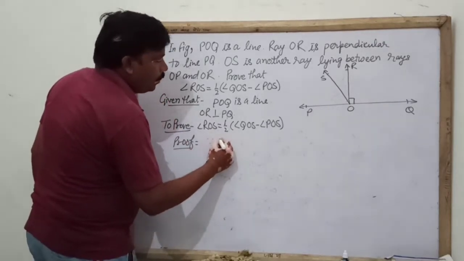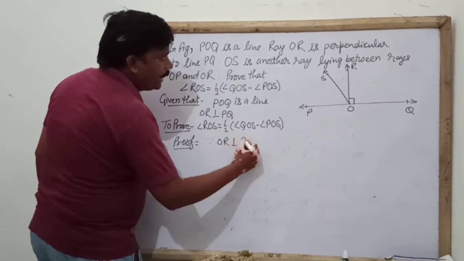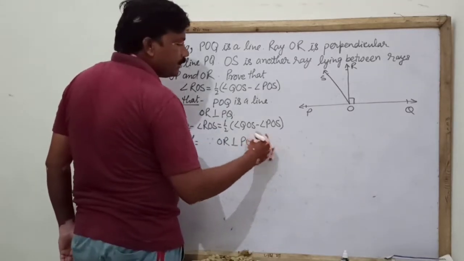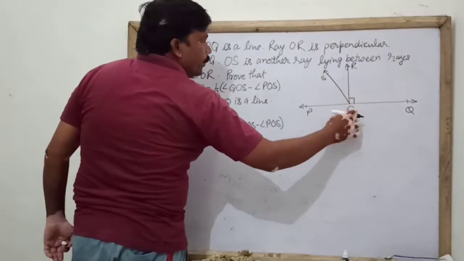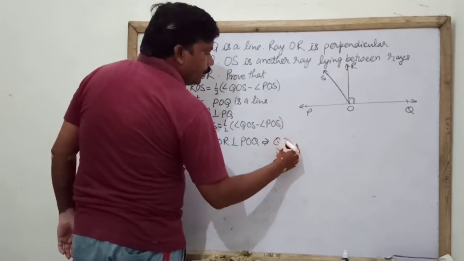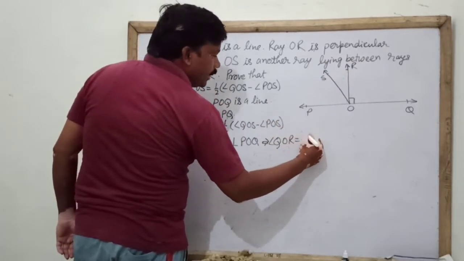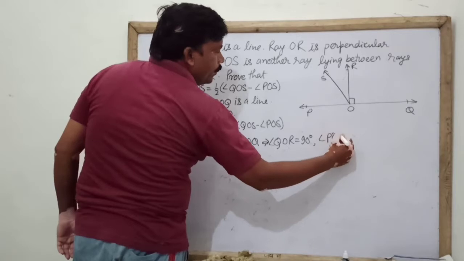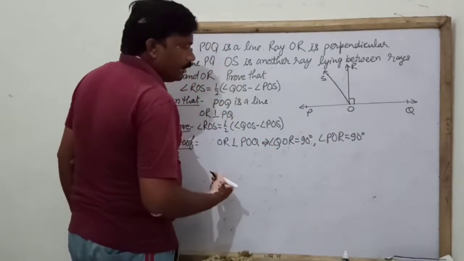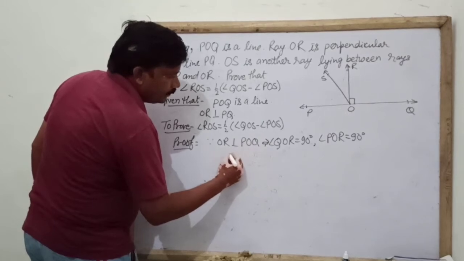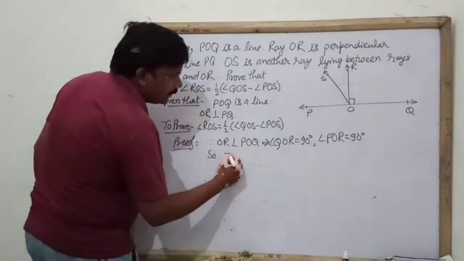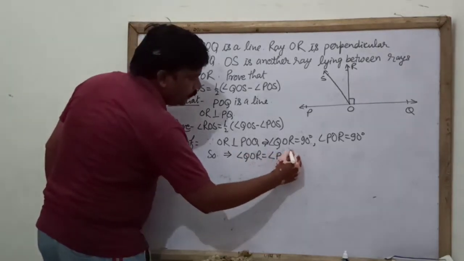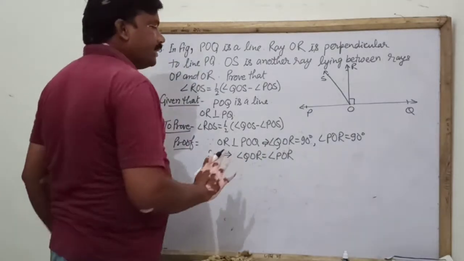Since ray OR is perpendicular to line POQ, or PQ, then we can write angle QOR equal 90 degree, as well as angle POR is also equal 90 degree. So we can write that angle QOR equal angle POR.